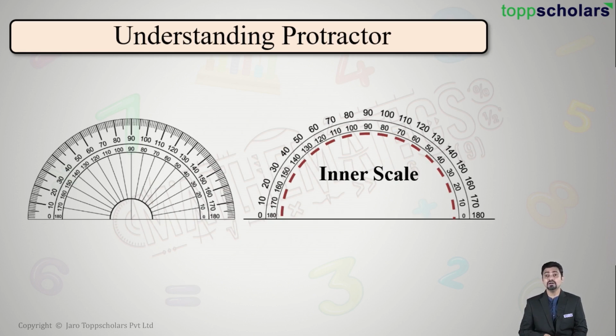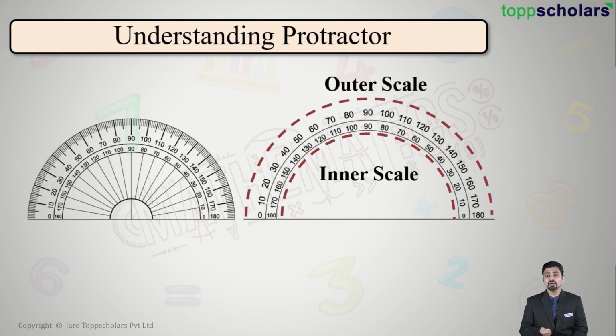We also have an outer scale. The outer scale starts from the left. The 0 is on the left. It goes in clockwise direction till it reaches 180 on the right. So, the two scales start from opposite directions and end in opposite directions. Simple. We require this because the angles can be drawn on any side. How? That we will see.